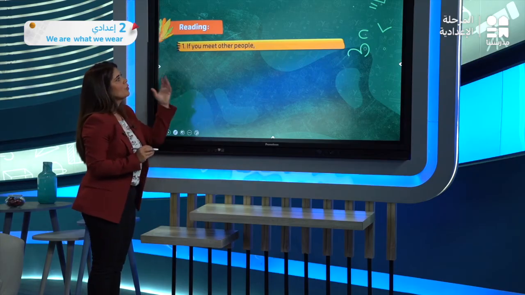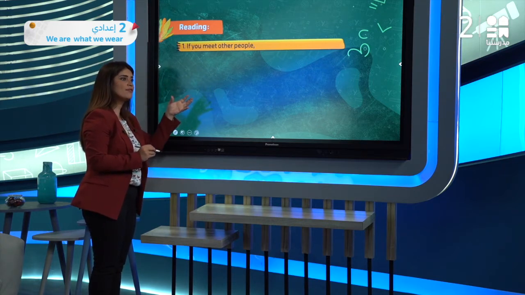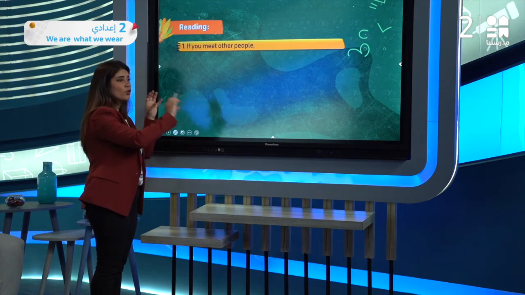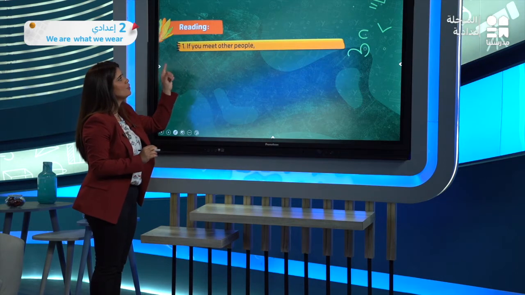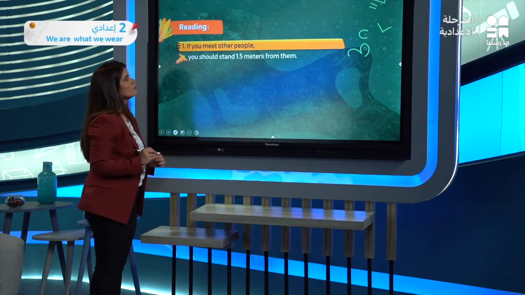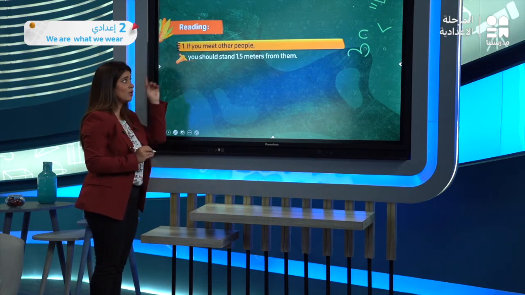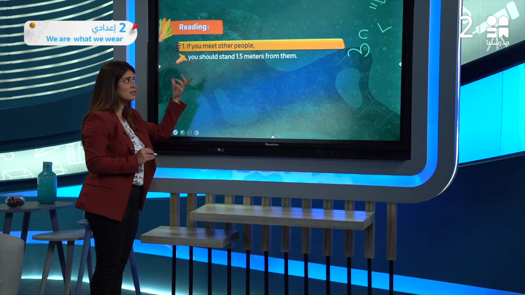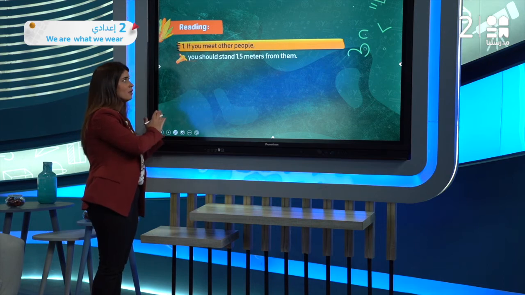Okay, here, we have to complete these incomplete sentences with suitable phrases to form a complete sentence with if. So if I have here something like, if you meet other people, now you should stand 1.5 meters from them. We are completing these incomplete sentences with the medical advice we have just read.